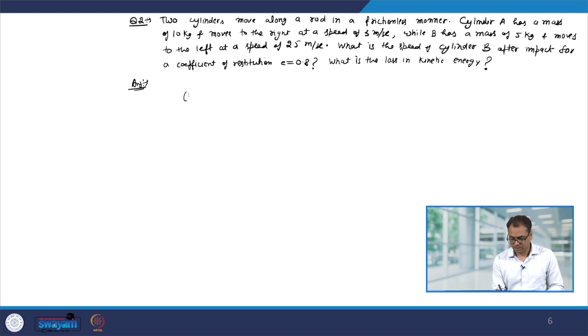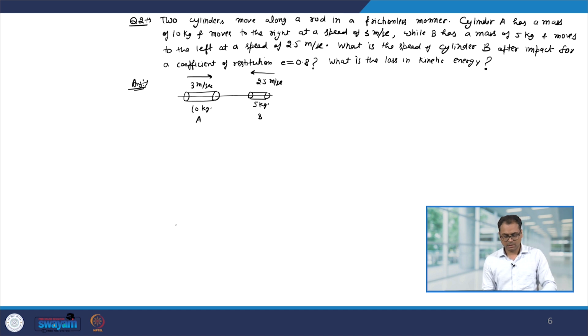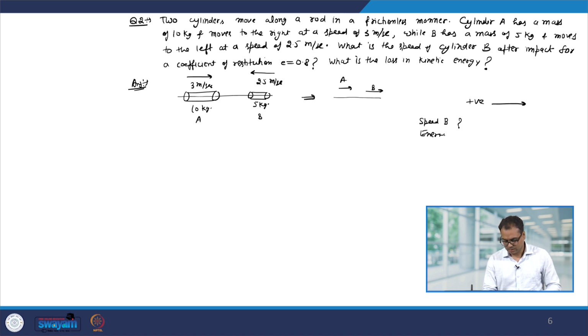So, here it is given that you have a cylinder of mass 10 kg, let us call it A, it is moving with 3 meter per second to the right, collides with 5 kg cylinder, let us call it B, which is moving at a velocity of 2.5 meter per second to the left, and after the collision, let us say cylinder A moves in this direction and B moves also in the positive direction. Okay. And in the question statement, we have been asked to find out what is the speed of B and the energy loss, okay, the kinetic energy loss.